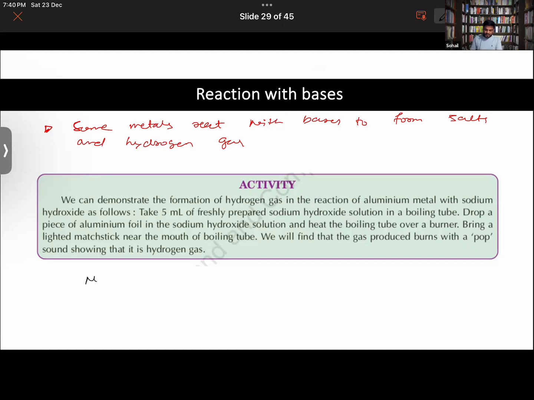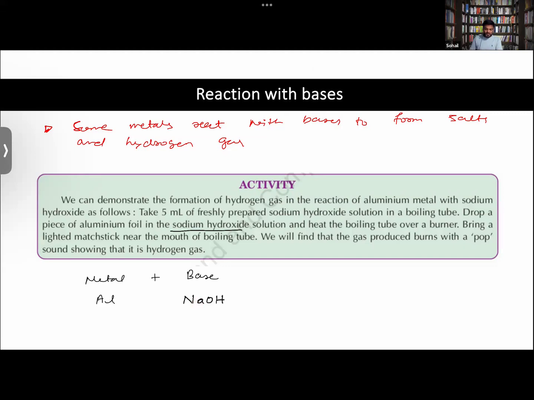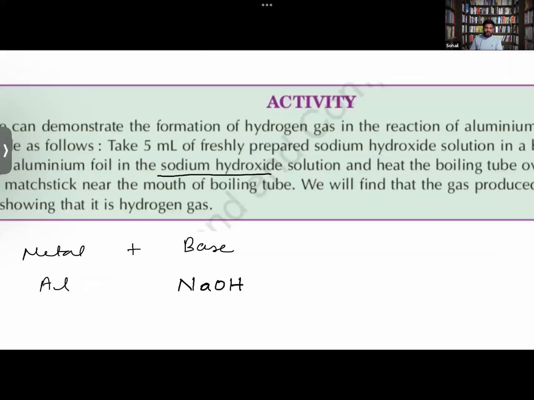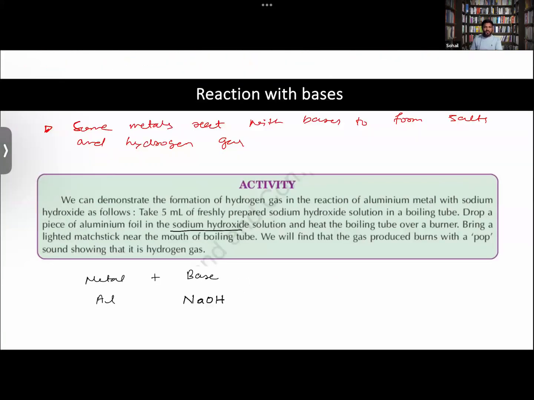So for example, if we take a metal, in this one aluminum, then we take a base. In the given activity, the base is sodium hydroxide. What is the chemical formula of sodium hydroxide? NaOH. Na stands for sodium. OH stands for hydroxide. So together it is called sodium hydroxide.